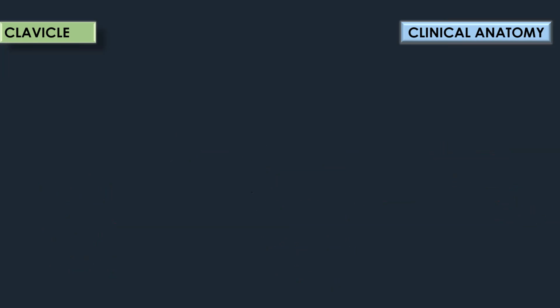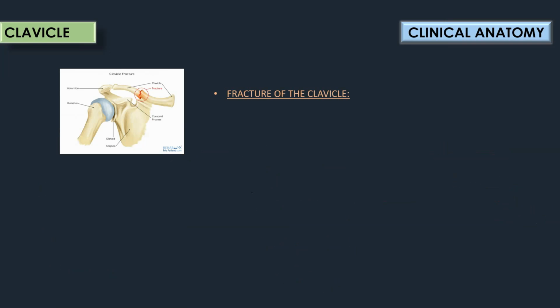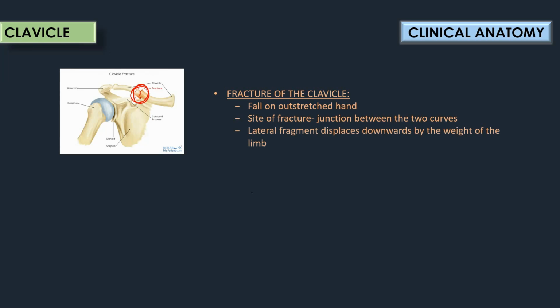Now, lastly, let's look into the clinical anatomy. The first one is definitely the fracture of the clavicle. The fracture of the clavicle is caused by a fall on an outstretched hand, and the site of fracture is in the junction between the two curves. So if you can see the junction between the two curves, there is a fracture. Now, why is this fracture happening? Because the weight of the upper limb pulls the lateral fragment downwards. So one is a fracture of the clavicle.